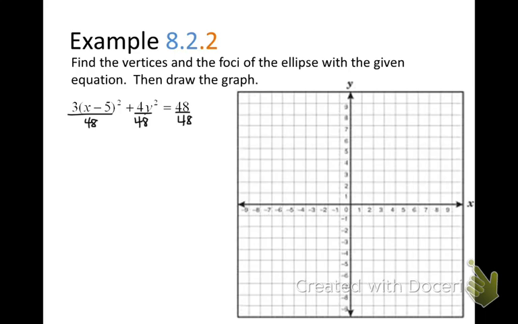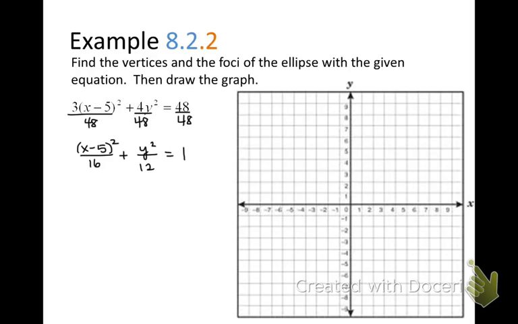Okay, so how many times does 3 go into 48? Yep, 16 times. So we get (x minus 5) squared over 16. How many times does 4 go into 48? 12 times. So that's going to be y squared over 12 equals 1. And now I'm good to go.